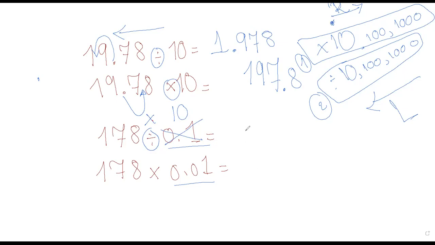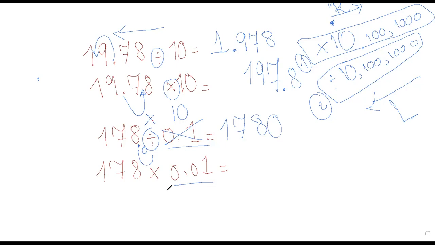We put 178.0. Excellent. Then we move the point 1 digit to which side? To the right. So the answer will be 1,780. Exactly, 1,780. Bravo. Or no need to put 0.0: 178 times 1 stays the same, then add 0 because we are multiplying by 10. We just add 0. It's a whole number.